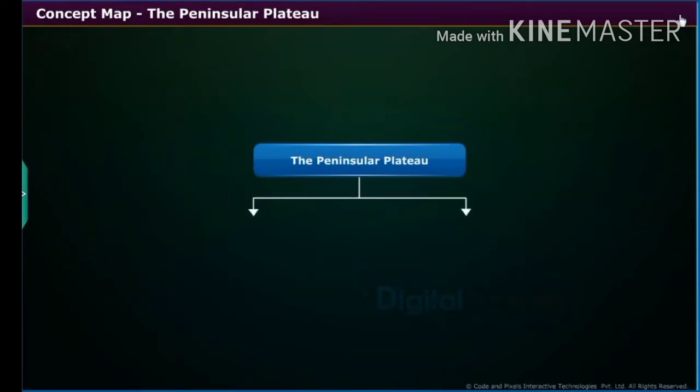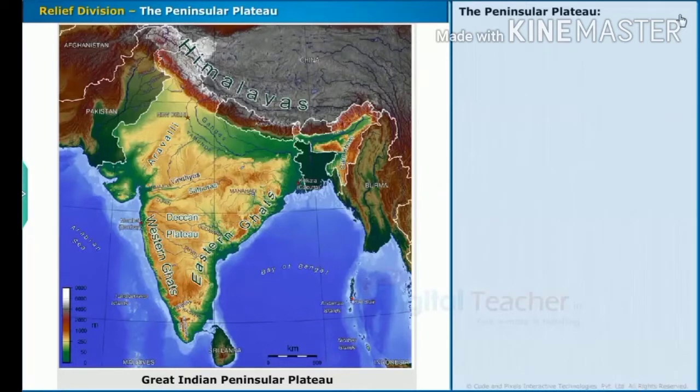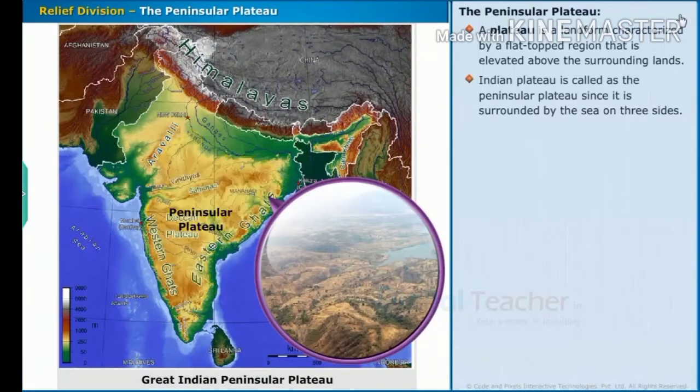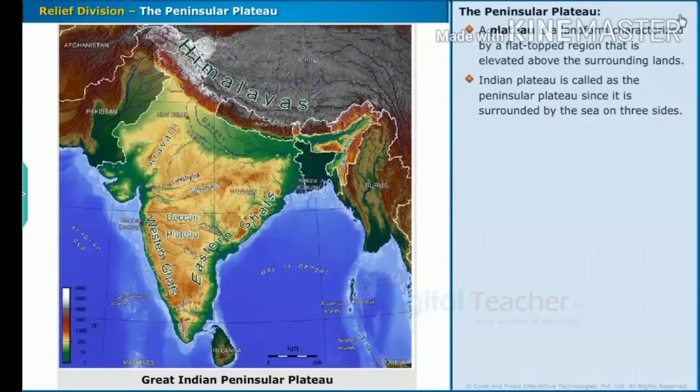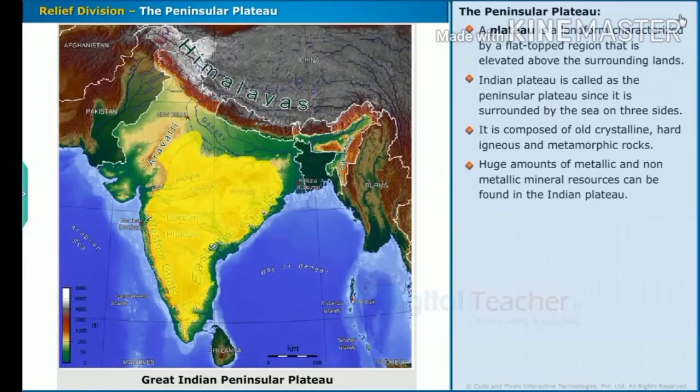Let us now look at the concept map of the Peninsular Plateau. Now, let us discuss the relief feature, the Peninsular Plateau. A plateau is a landform characterized by a flat-topped region that is elevated above the surrounding lands. The Indian Plateau is called a peninsular plateau since it is surrounded by the sea on three sides. It is composed of old crystalline, hard igneous and metamorphic rocks. Huge amounts of metallic and non-metallic mineral resources can be found in the Indian Plateau.